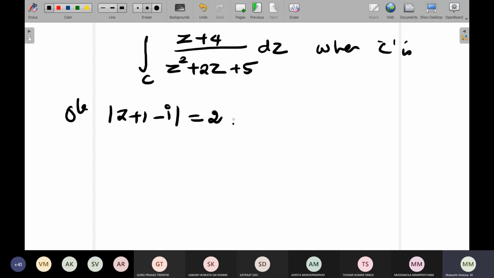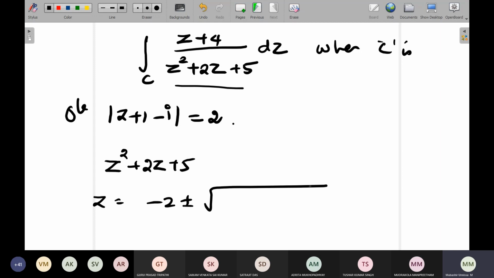Now, to evaluate this, first we will try to write it in the normal form, that is, f of z divided by z minus a form. So we should find the roots using the quadratic equation. You have z square plus 2z plus 5, this is your equation. When you have to solve this, you will solve for z.